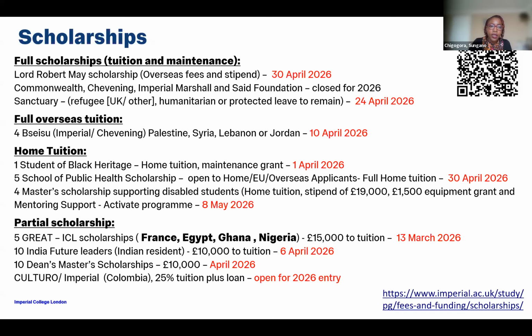Then there's select ones, say the BSESU, that are specific to regions or specific countries as listed. There are other scholarships that only cover home tuition, so Student of Black Heritage, and we have the School of Public Health scholarships, Dean scholarships, as well as scholarships supporting disabled students. The partial scholarships are listed there. This year, the Great Scholarship is open to applicants from France, Egypt, Ghana, and Nigeria.